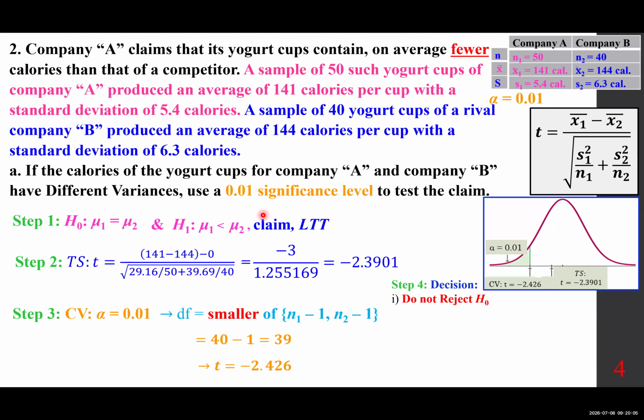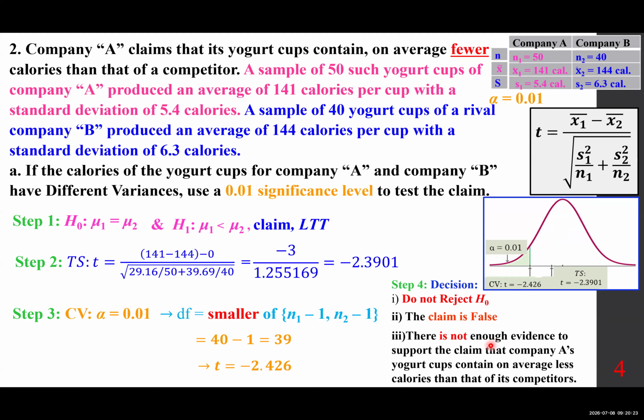Now we go back to the very first step to continue with the two parts left. One of them is the claim. If you're not rejecting this one, you're rejecting this one, the claim is rejected and it's false. And you reinstate what was given. There is not enough or sufficient evidence to support the claim that company A's yogurt cups contain on average fewer calories than that of its competitors. Now, we're going to continue with the p-value and so forth.